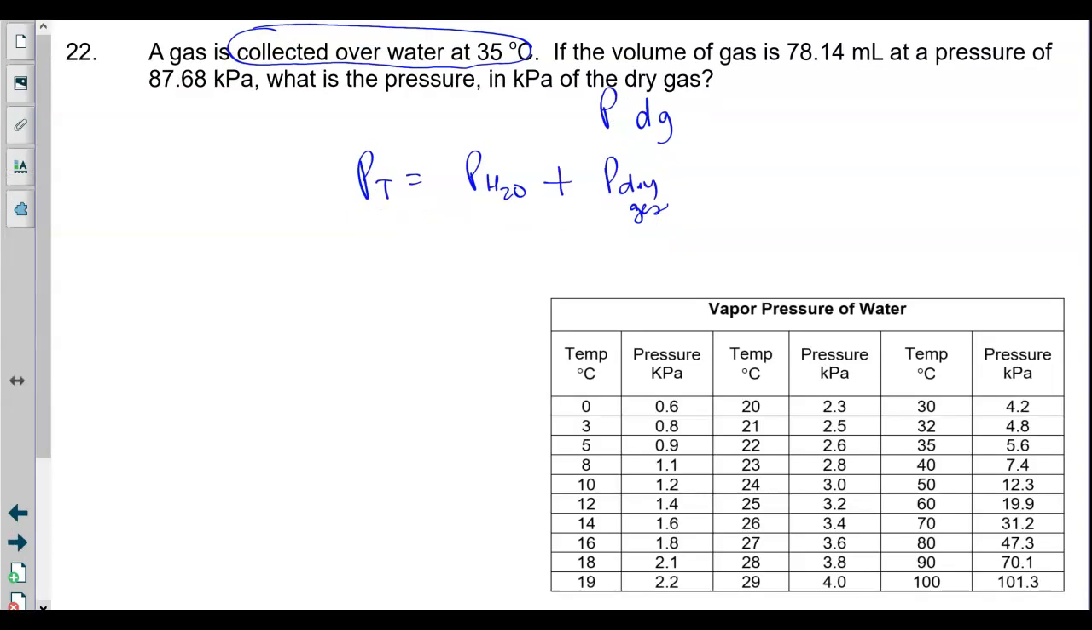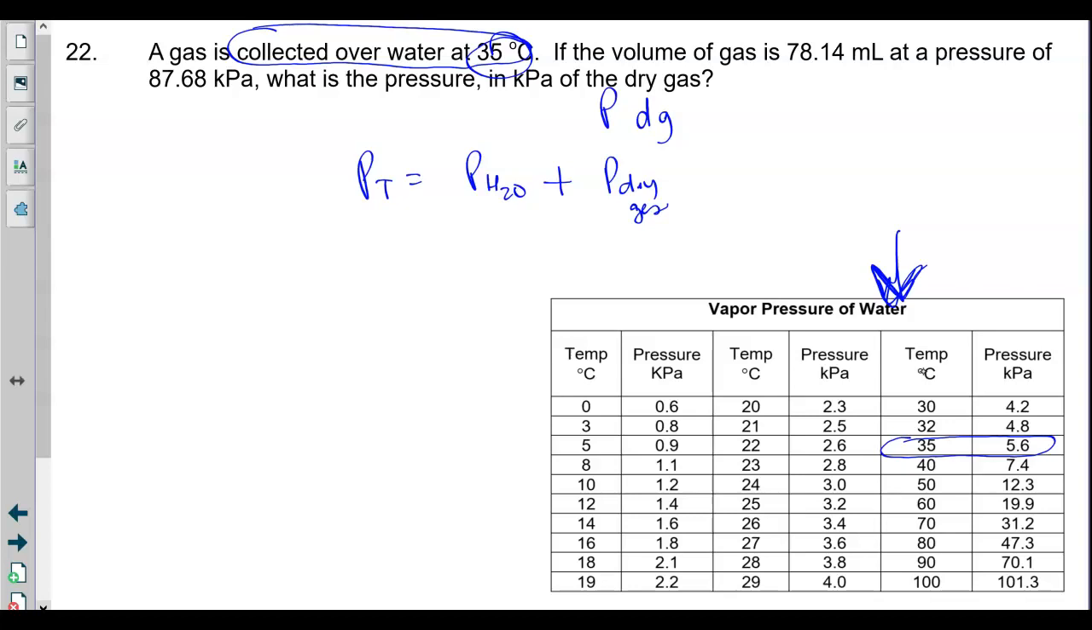Okay, because it says collected over water, we know we have to use this vapor pressure table. This vapor pressure table is on the Dalton 1 worksheet. It also is on your formula page that you got at the beginning of first semester. We need to use this table by looking at the temperature. Whatever temperature the water is collected over, we find that, which is right here, and then we have the pressure of the water at that temperature.